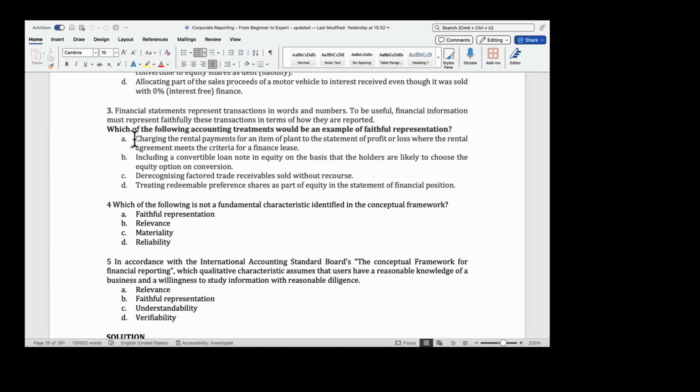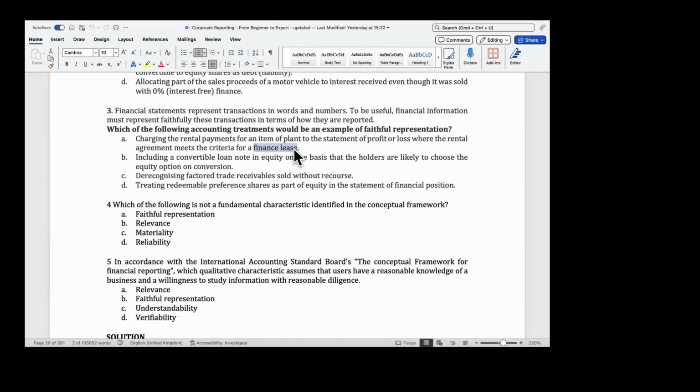Option A: charging rental payments for an item of plant to the statement of profit or loss where the rental agreement meets the criteria for a finance lease. This is wrong. You cannot do that. I will teach you IFRS 16 and you will see that for finance leases, the rent that is received or paid is not expensed, is not recognized in P&L, is capitalized.